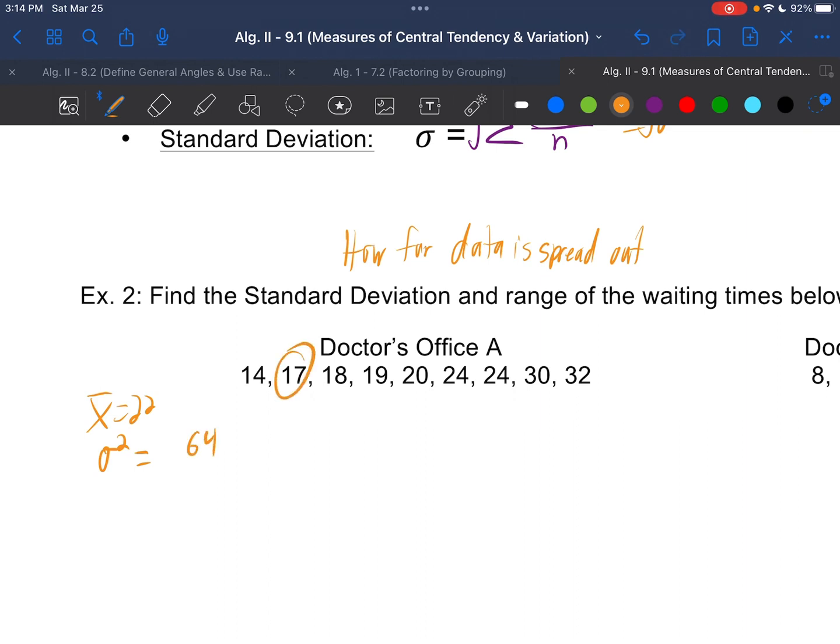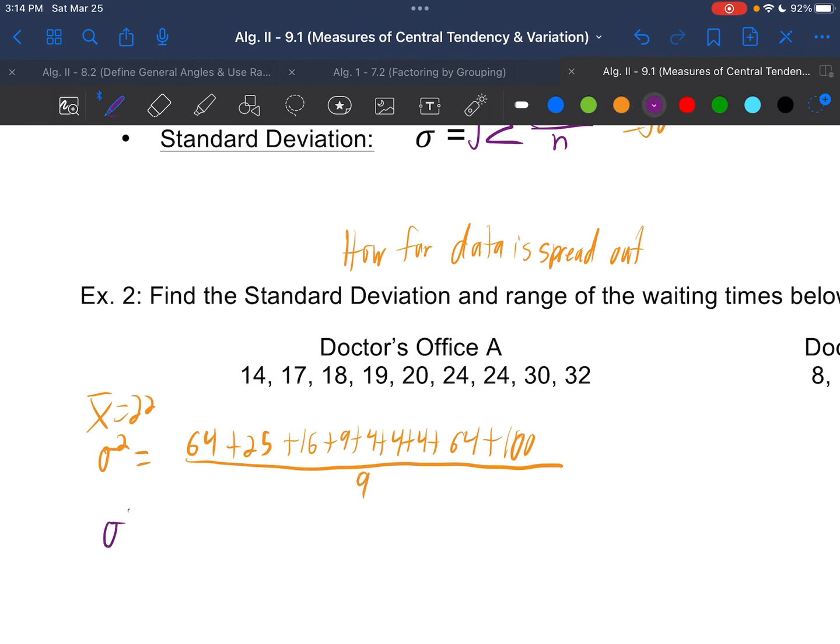For 17, you take 17 minus the mean, which will give you negative 5. Negative 5 squared is 25. So 18, you would take 18 minus the mean of 22, you get negative 4. Negative 4 squared is 16, and you just keep going through the same thing for the rest of these numbers. So you'd end up having 9, 4, 4, 4, 64, and 100. And now we would divide that by how many different pieces of data we have, which is 9.